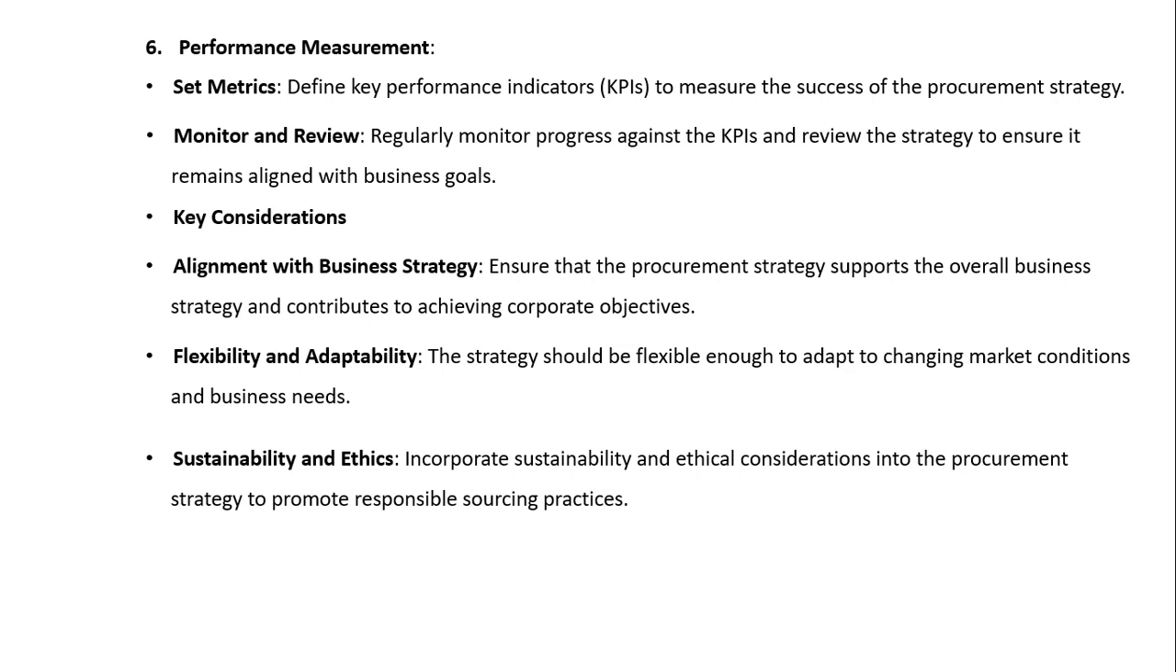6. Performance measurement. Set metrics. Define key performance indicators, KPIs, to measure the success of the procurement strategy. Monitor and review. Regularly monitor progress against the KPIs and review the strategy to ensure it remains aligned with business goals. Key considerations. Alignment with business strategy. Ensure that the procurement strategy supports the overall business strategy and contributes to achieving corporate objectives.